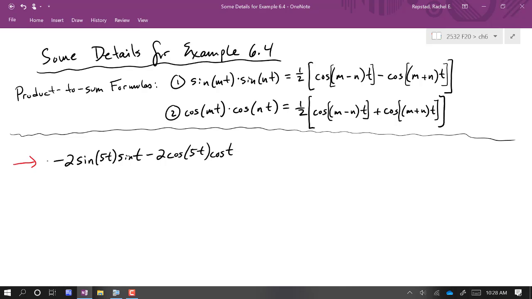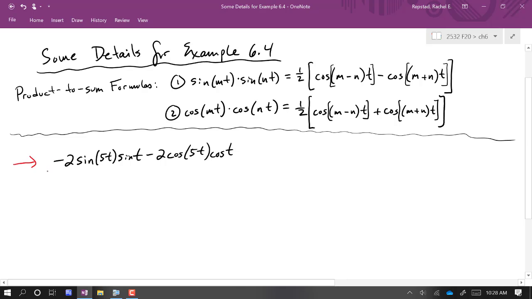And I said we're going to use the product to sum formula. There are actually three product to sum formulas, but we just need to use two of them. Product to sum means what happens if we're starting out multiplying two sine functions like sine mt times sine nt, and how we can rewrite that as a sum or difference of trig functions. So the product of two sine functions we can write as a difference of cosine functions.